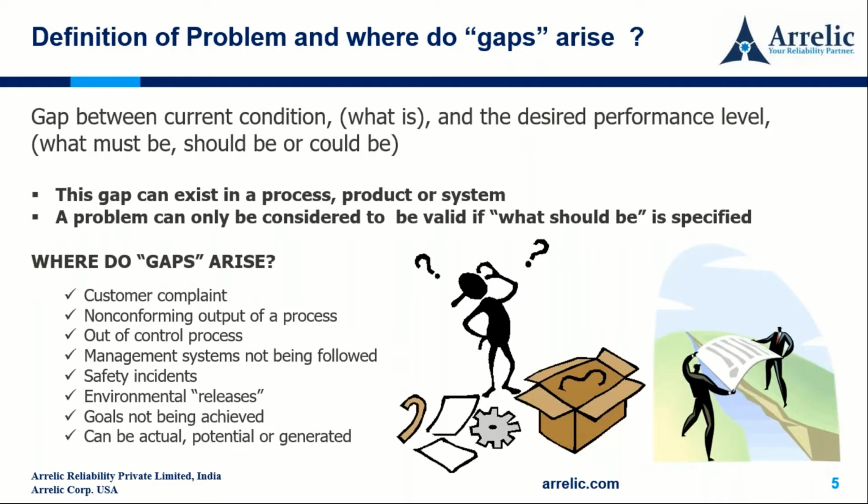So where do gaps arise? They may arise from receiving a customer complaint, non-conforming output of a process, out of control process, management systems not being followed. Maybe there has been a safety incident. Maybe there have been environmental releases, goals not being achieved, can be actual, potential, or actually generated.